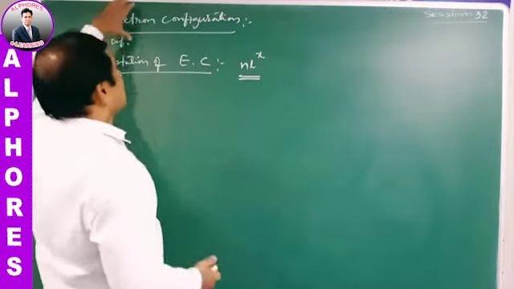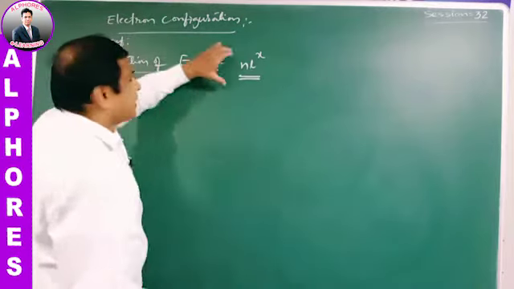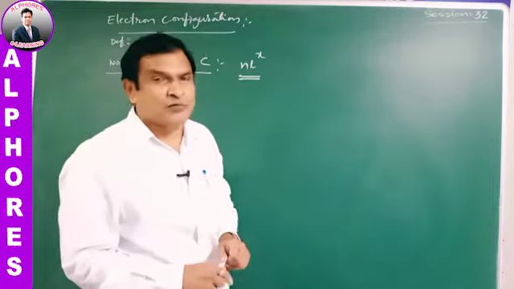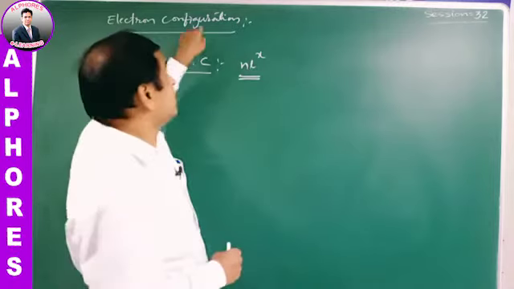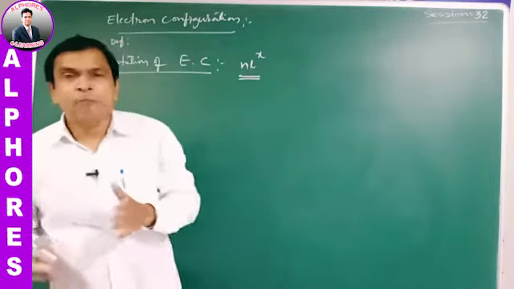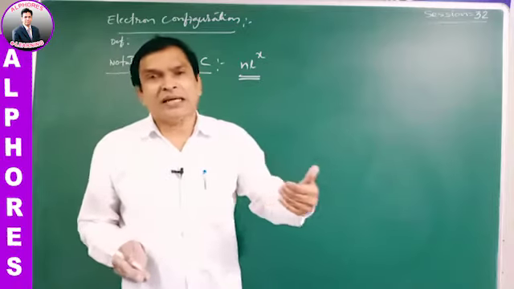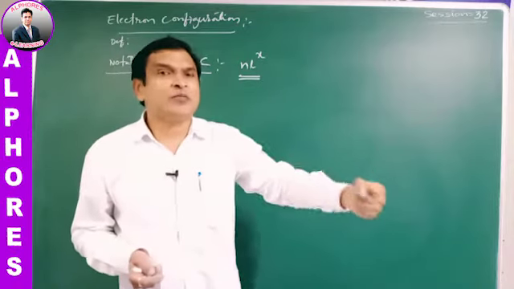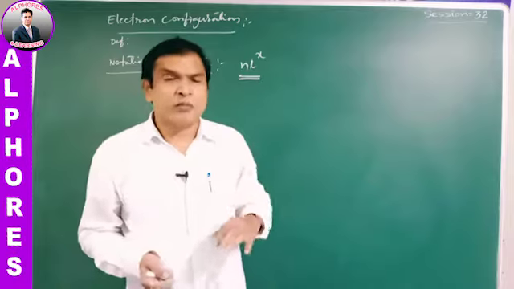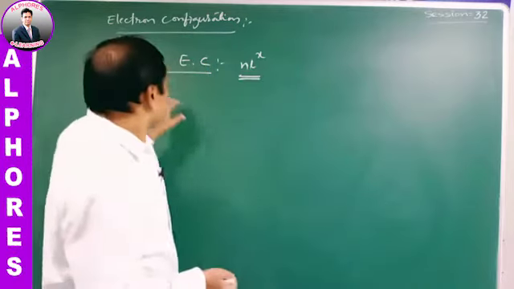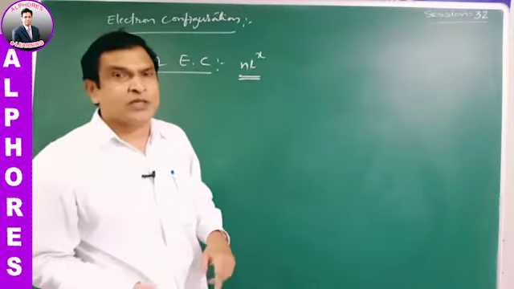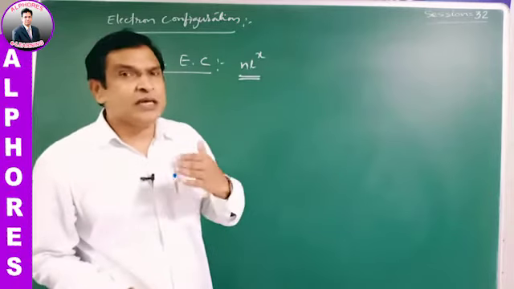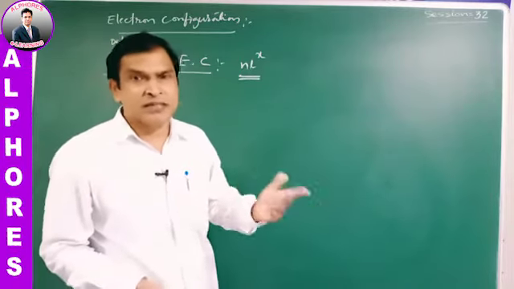Okay, electron configuration and its notation is done. Once again, what is meant by electron configuration? The systematic arrangement of the electrons based upon some rules. Next, what is notation of electron configuration? The method of electron configuration is NLX notation, NLX method.